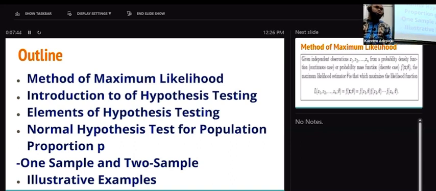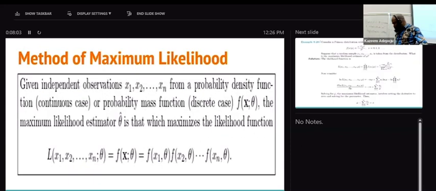And I'm going to introduce you to hypothesis testing. Then I'm going to walk you through some elements of hypothesis testing. Then today we're going to focus on hypothesis testing that has to do with proportion for one population and for two populations. Let's get started. Let's get to business. Let's look at the method of maximum likelihood.